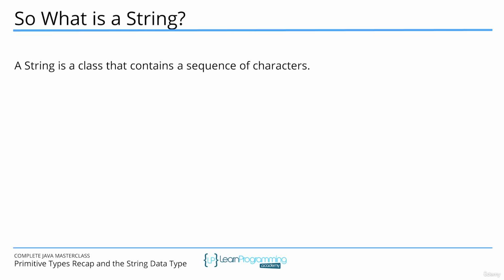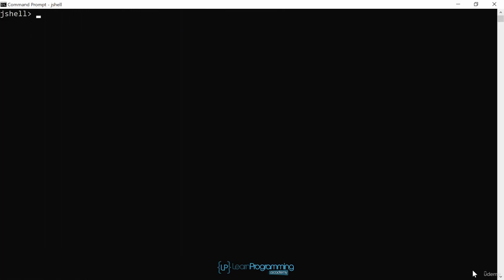Let's jump back into JShell and take a look. We will define a variable of type string. String myString = "This is a string"; As you can see, a string is very much like a primitive type in terms of how we use it, meaning we can just assign a string literal to a variable.